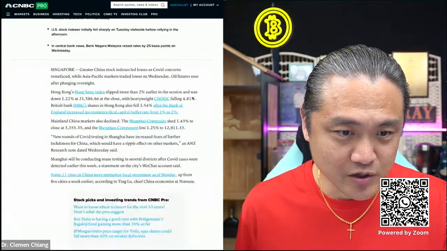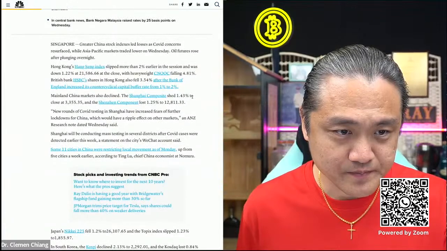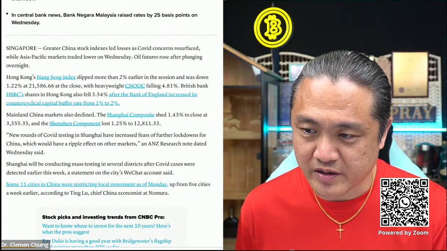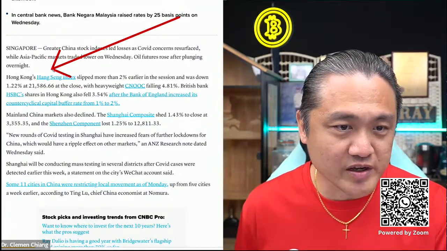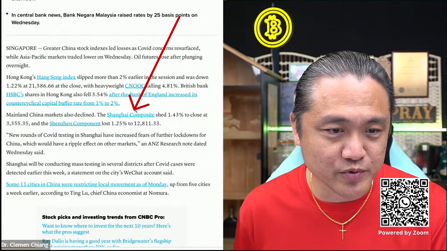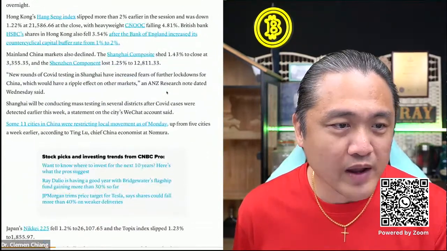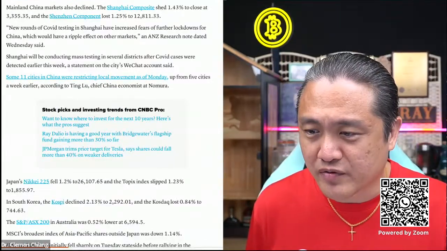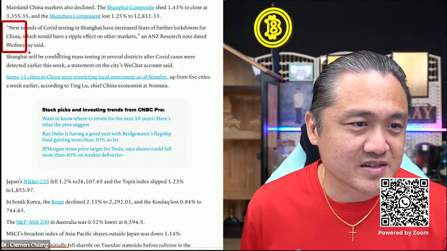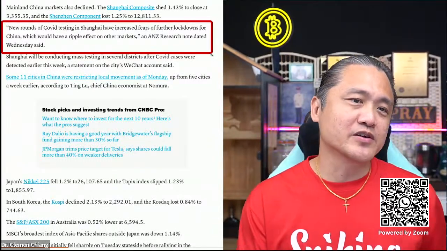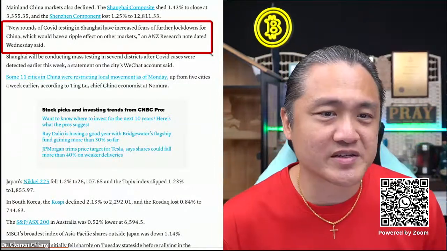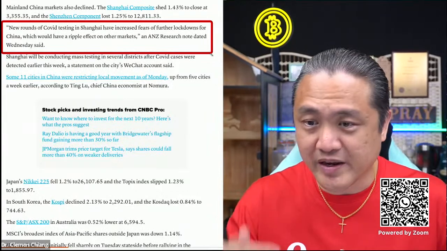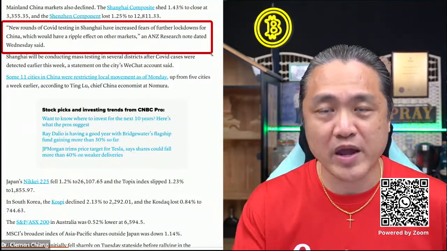All right. So if you take a look, it means that across mainland China and Hong Kong, everybody took a hit. This is like Hang Seng took a hit, boom, boom, boom, right? Shanghai took a hit, boom, boom, boom. So what is the main reason? Because they decided to do a new round of testing again. This is like mission impossible, you know. New rounds of COVID testing in Shanghai have increased fears of further lockdowns for China, which will have a ripple effect on other markets, which in a way is a dampener to energy stocks.